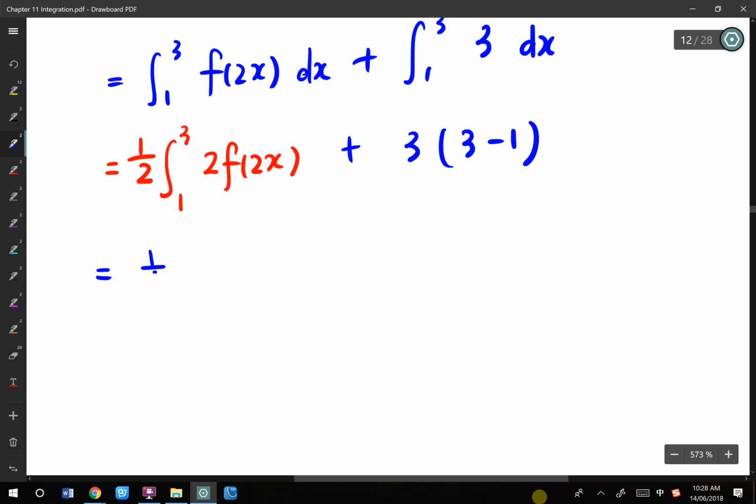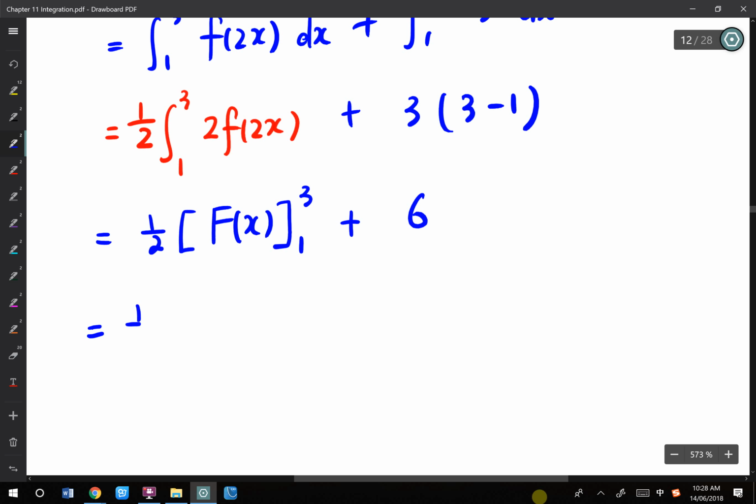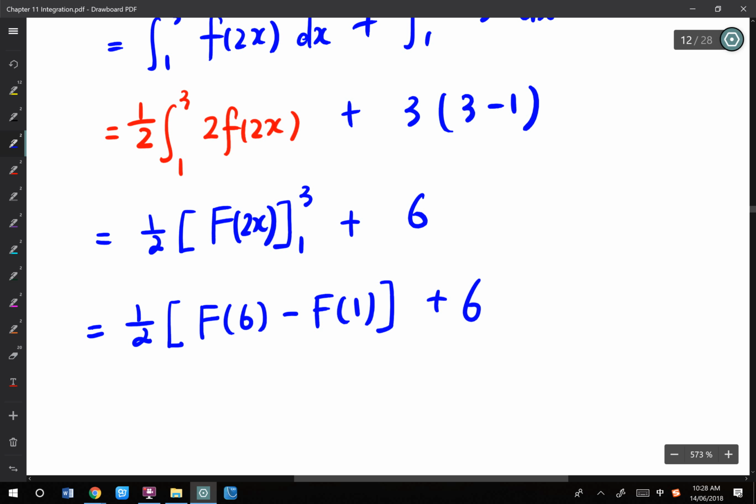So what I have here is a half, anti-derivative of 2f of 2x, you get capital F, from 1 to 3, plus 6. So what I have here is a half of capital F of 2x, not capital F of x. So what I have here is F(6) minus F(2). You sub in the top limit and you sub in the bottom limit.